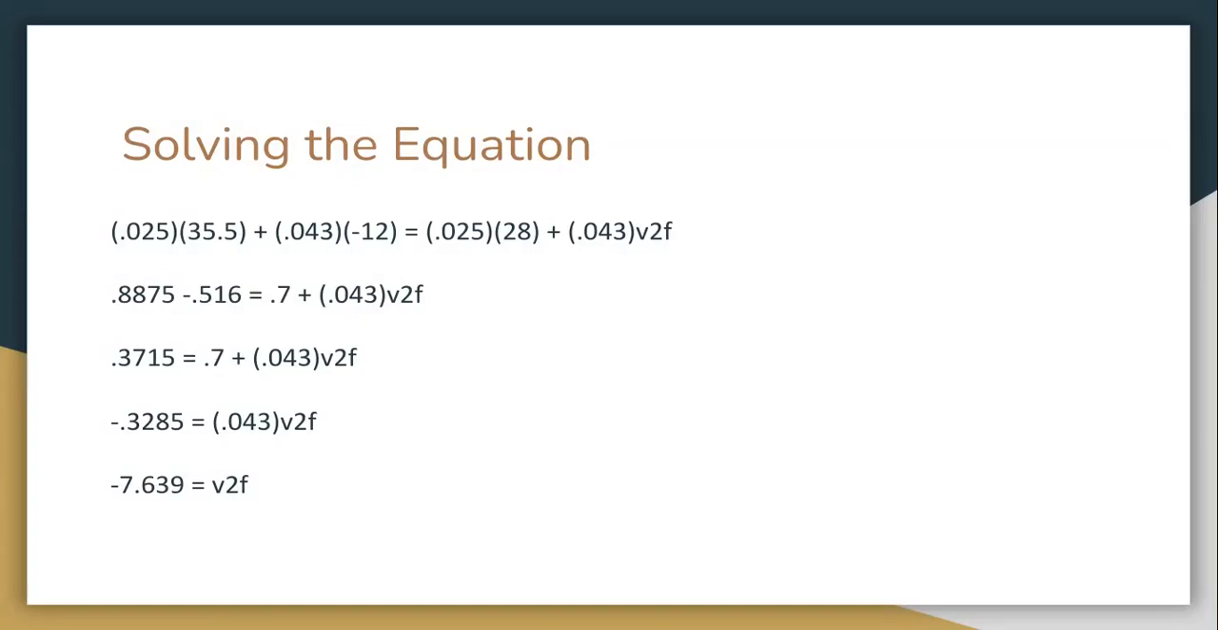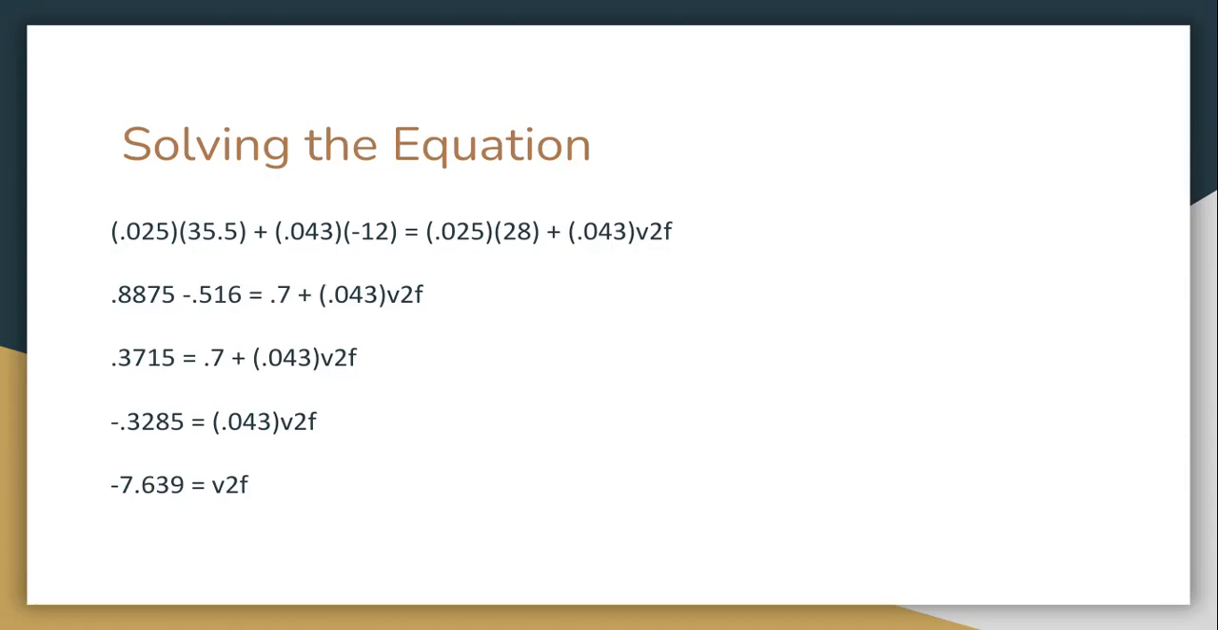So subtracting 0.7 from both sides, we get negative 0.3285 equals 0.043 times that velocity of the second marble post-crash. And so to find the last part of the problem, we need to divide both sides by 0.043, leaving the velocity by itself. And so doing that, we get minus 7.639 equals the velocity of the second marble final.